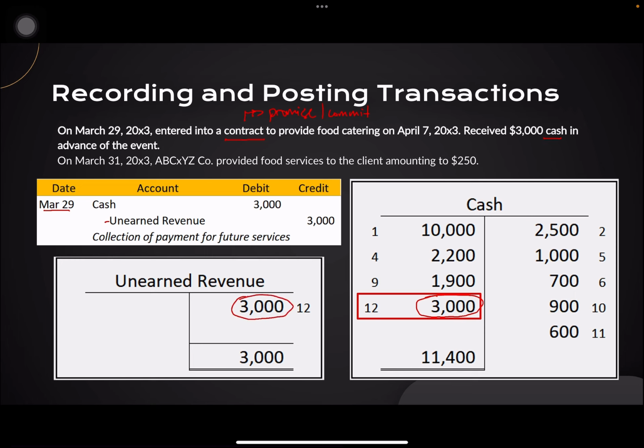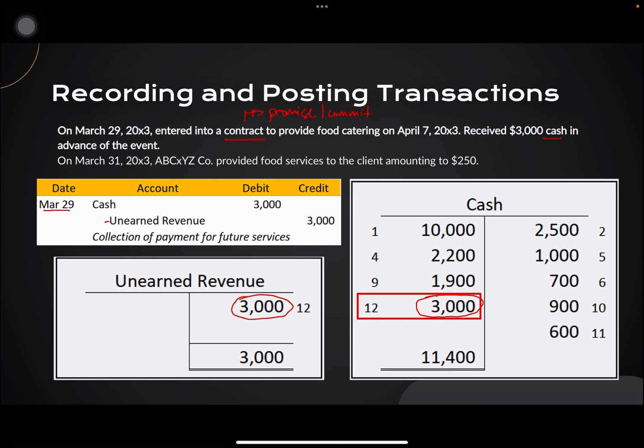So again, your initial entry here would be a debit to cash for $3,000 and a credit to unearned revenue $3,000 because on March 29, we already received a deposit or an advance payment from our customer in the form of cash amounting to $3,000. But yet, we did not perform any obligation yet, as of March 29. Instead, we will be performing these services on April 7, 20x3.